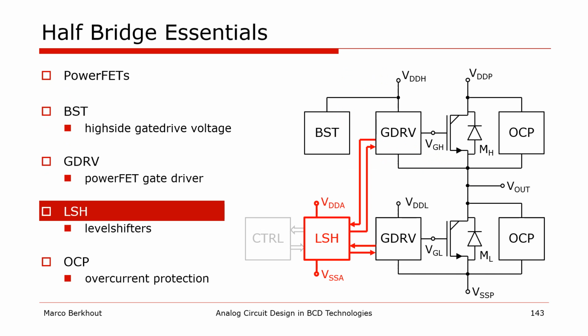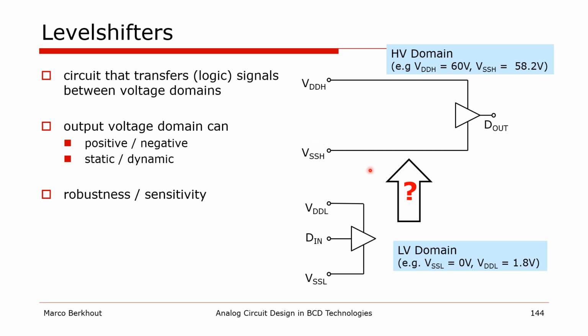Next topic on our list is the level shifters that are essential in communication between the gate drivers and the low voltage control of the half bridge. In general, a level shifter is a circuit that transfers logic signals from an input to an output voltage domain. The output domain can be at a positive or a negative level with respect to the input, and it can be static at a constant or very slowly changing level, but also dynamic and fast changing, such as the high side gate driver of a half bridge. Level shifter operation needs to be robust and insensitive to disturbances, because miscommunication between gate drivers of power FETs can lead to destructive failures.